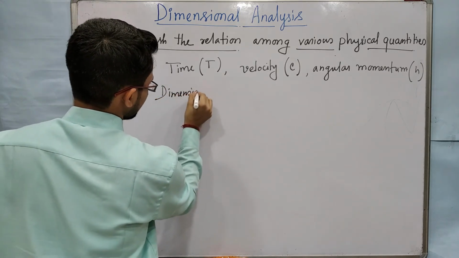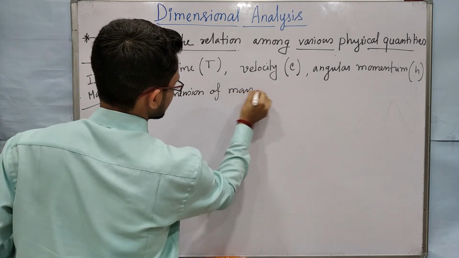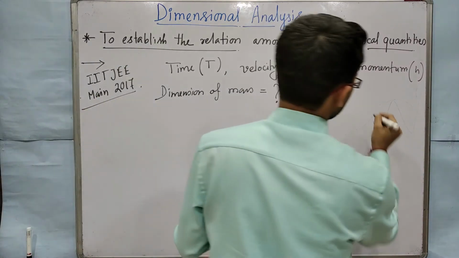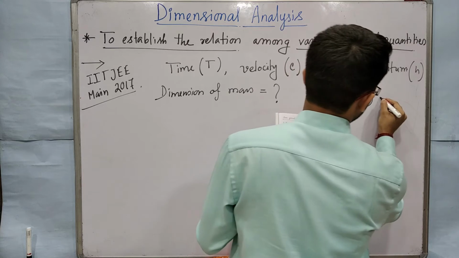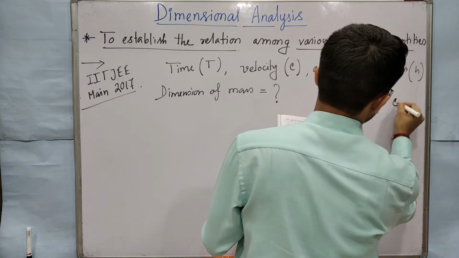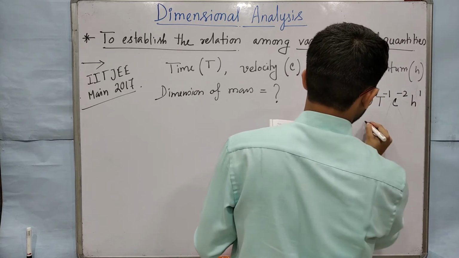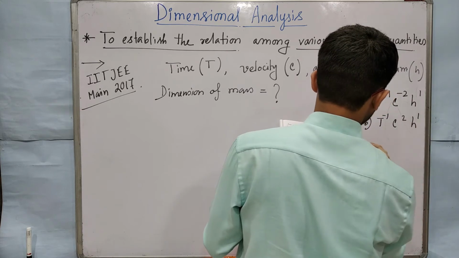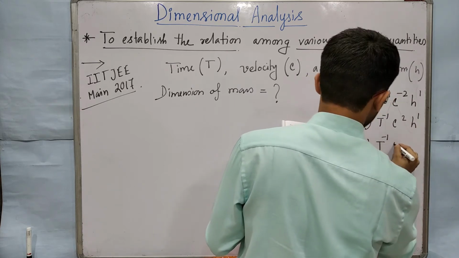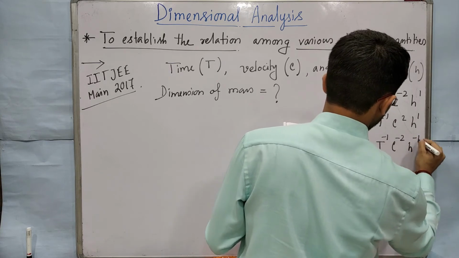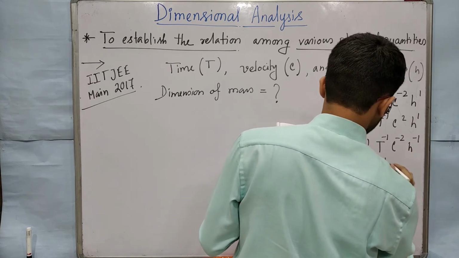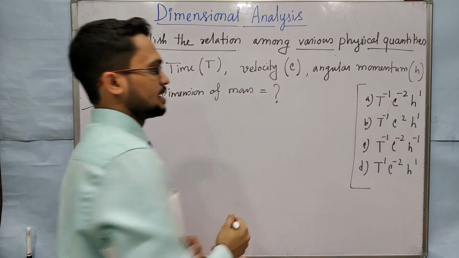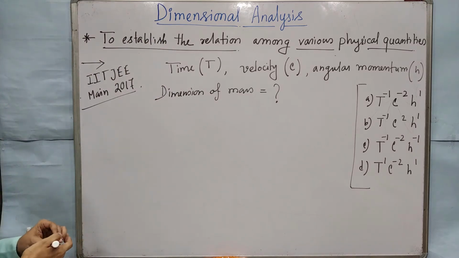Equal to what? This is the question. Four options are given. I am writing the options. Option A: T minus 1 C minus 2 H1. B: T minus 1 C square H1. C: T minus 1 C minus 2 H minus 1. And D: T1 C minus 2 H1. These are the 4 options. You have to find the correct one. Understand?